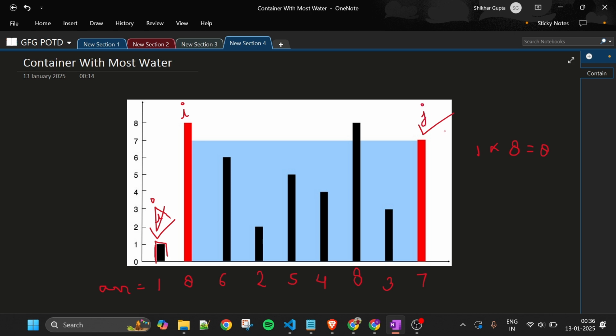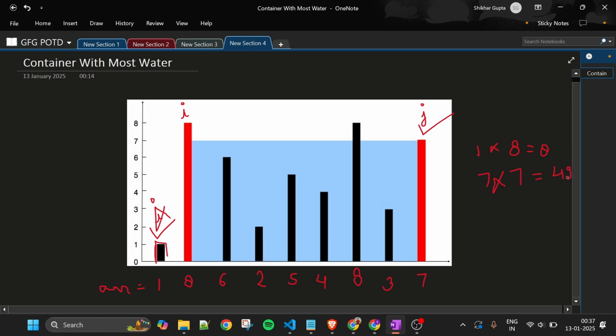Again, I will calculate the amount of water. Minimum of 8 and 7 is equal to 7, and the distance between them is also 7, which gives 49. So again 49 is there, but I still have to maximize it again. Look, arr of i is 8 and arr of j is 7. So this time I have to increase my j, so I will do j minus minus. Now j will be pointing to this.